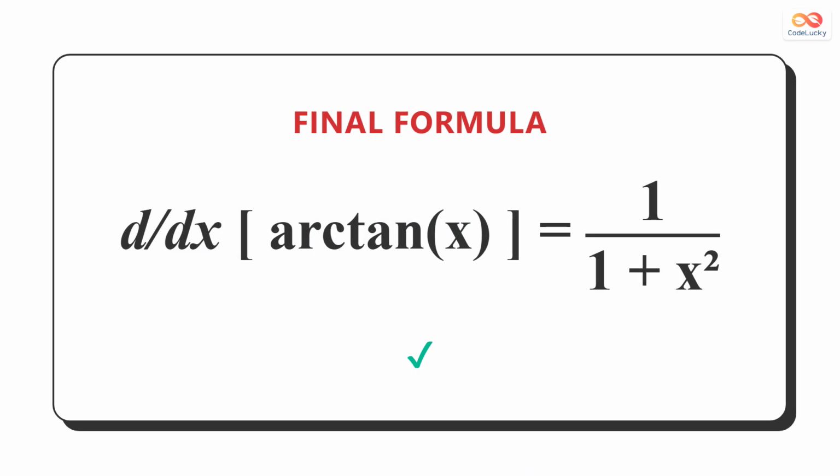And there we have it. The derivative of arctan x with respect to x is equal to 1 over the quantity 1 plus x squared. Notice that the square root from the hypotenuse is gone because we squared the secant term.